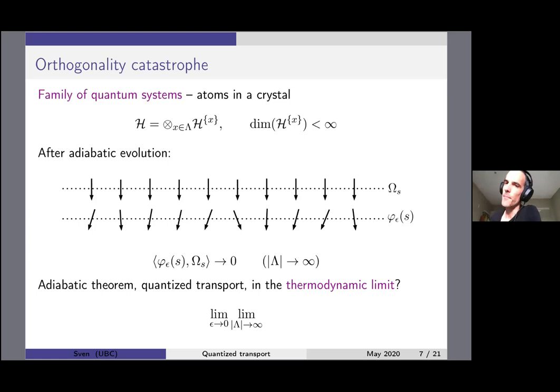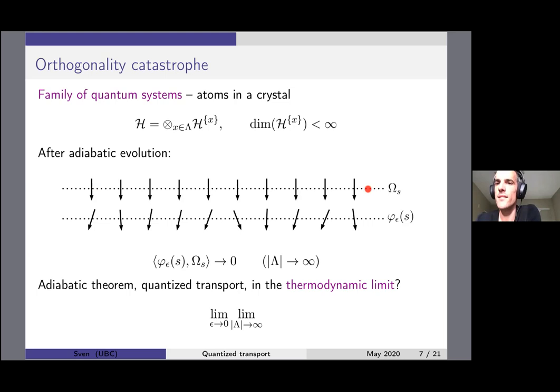But let me come back here to the infinite volume. I want to finish with adiabaticity independently of quantum Hall first. So if I have many quantum systems indexed by points on a lattice, for example, and for simplicity at each point I have a finite dimensional Hilbert space. Let me think that I'm in one dimension, this is sufficient. Suppose that I do that kind of adiabatic evolution, and that at time s I have a situation like this. I put little arrows to represent spins. So the instantaneous ground state would be all spins aligned down.